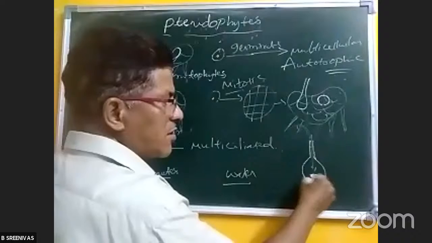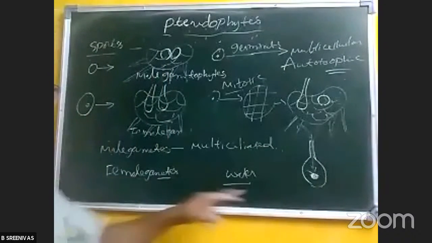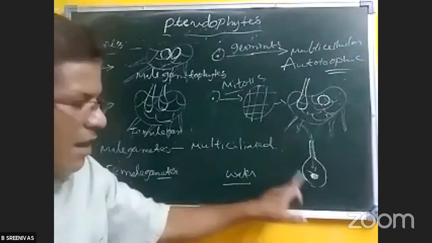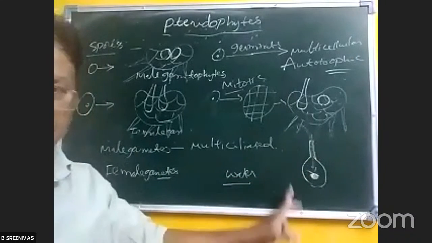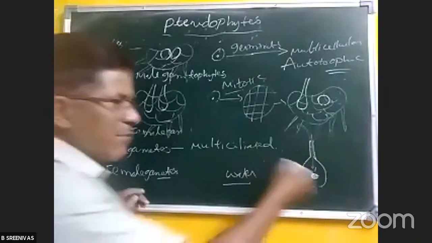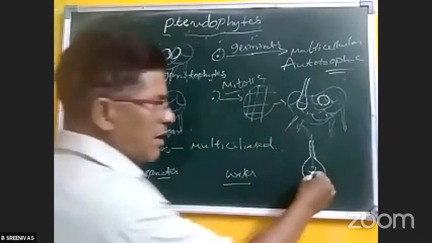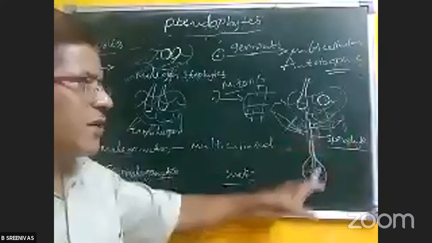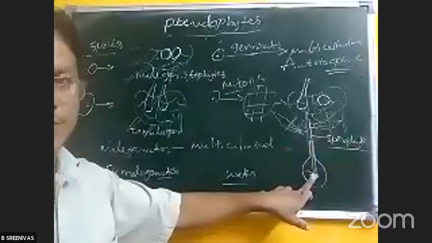So it produces the zygote. This zygote develops in the archegonium only into an embryo. That embryo is called what? Sporophyte. So here this sporophyte is produced. Generally, the sporophyte is also developed in the archegonium.